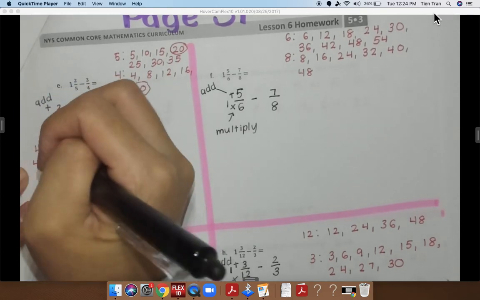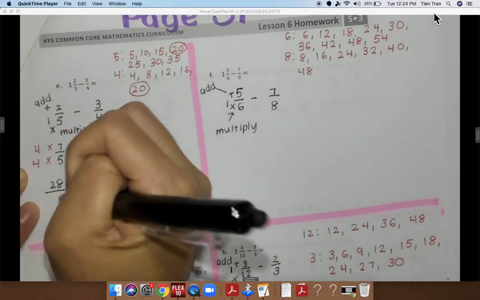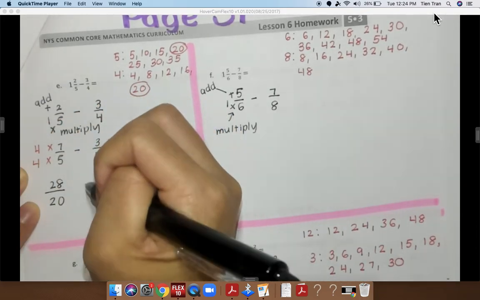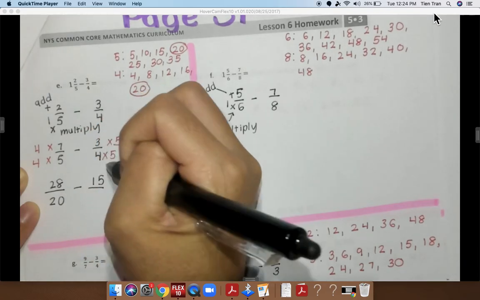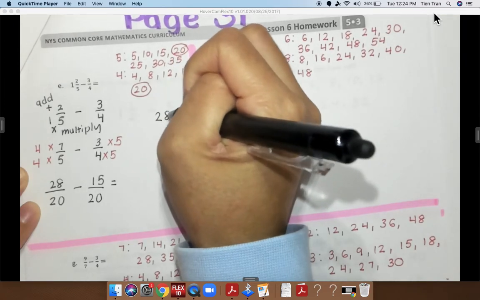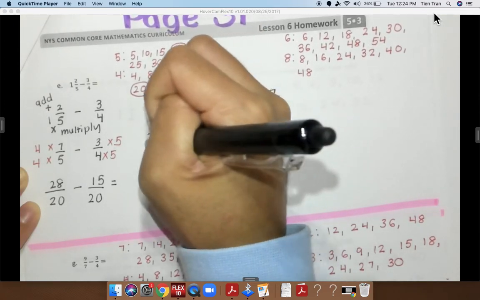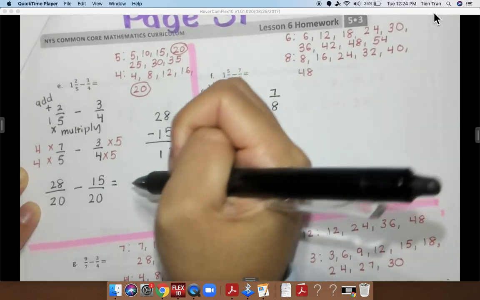Now I'm going to multiply. 4 times 7 is 28. 4 times 5 is equal to 20. And then I have 3 times 5, which is equal to 15. And 4 times 5, which is equal to 20. And now I am going to subtract. I know that 8 minus 5 is equal to 3, and 2 minus 1 is equal to 1.